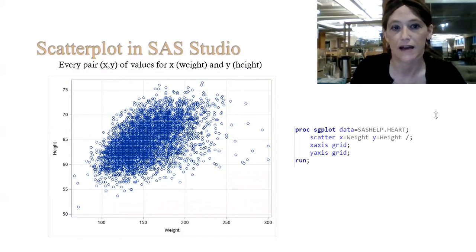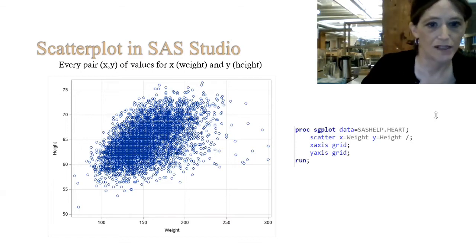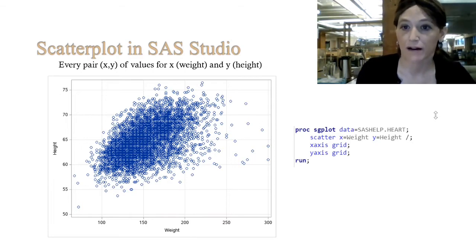So what does it actually look like? Here's a scatter plot that I did in SAS Studio using the same data set that you've been using so far, which is the heart data. And I did a scatter plot of weight against height. As you can imagine, we would expect there to be at least some relationship between height and weight, definitely not a perfect relationship. And that kind of plays out in what we see here. For every pair of observations, so for each individual in the data set, if we take their value on height and their value on weight and we plot a point, this is what we would see.